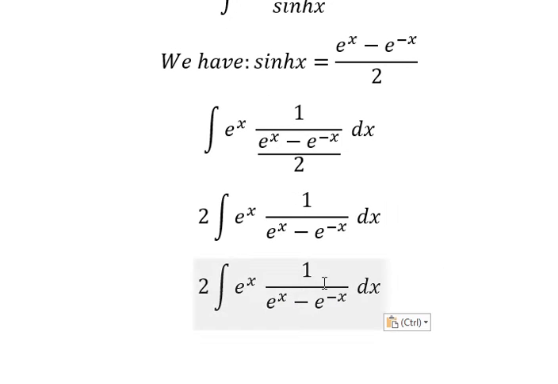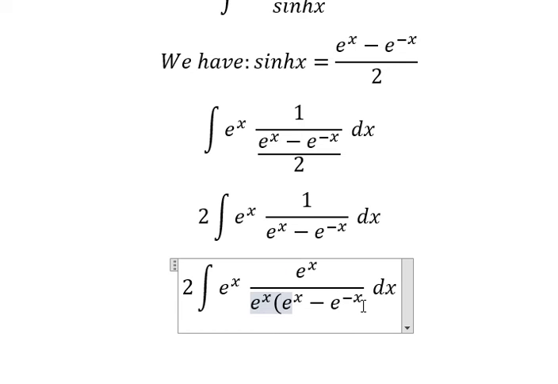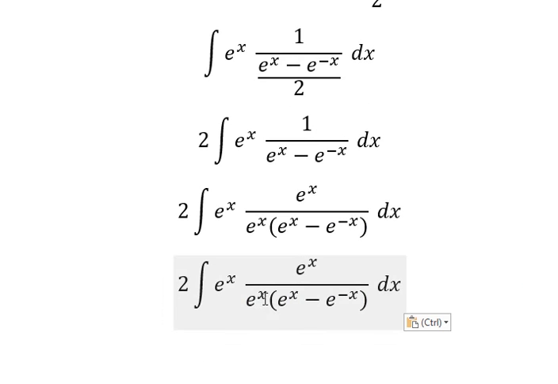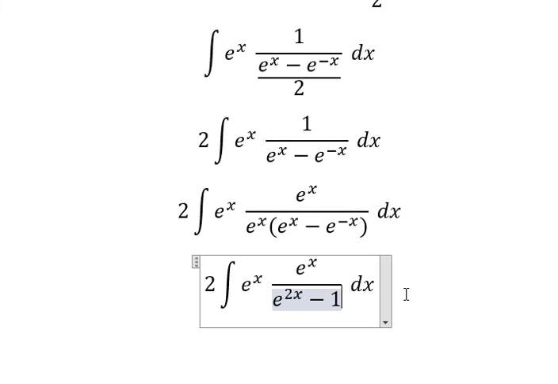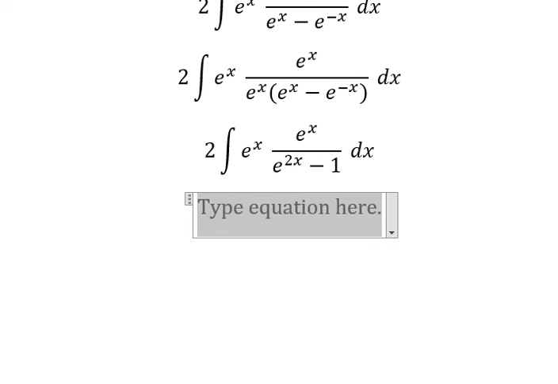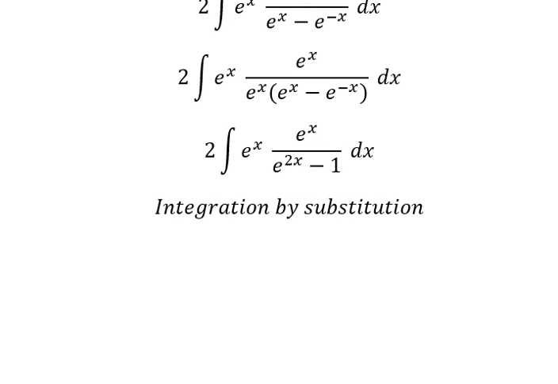Next, we need to multiply by e to the power of s on numerator and denominator. This one multiplied by this one. Next, we need to use integration by substitution. So I will put u equals e to the power of s.